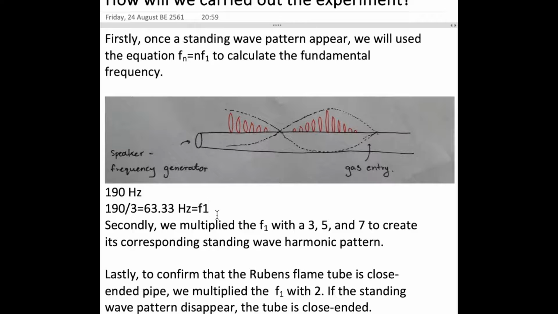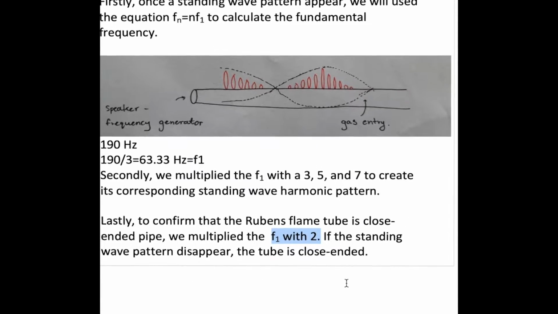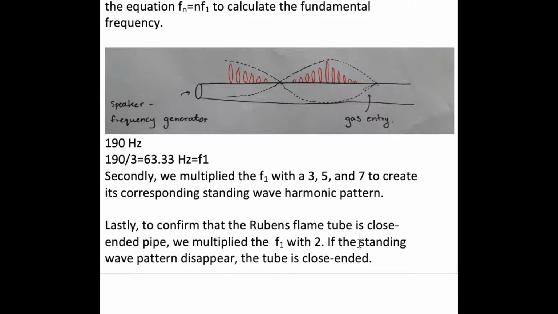Secondly, we multiply the F1 fundamental frequency by 3, 5, and 7 to create the corresponding standing wave harmonic patterns. And lastly, to confirm that the Rubens flame tube is a closed-ended pipe, we multiply the F1 by 2, and if the standing wave pattern disappears, the tube is closed-ended.